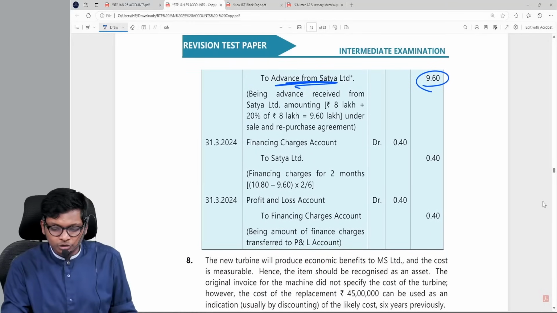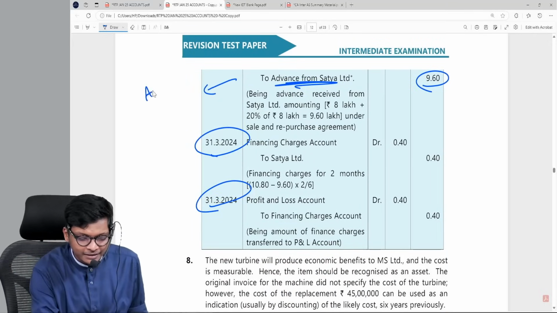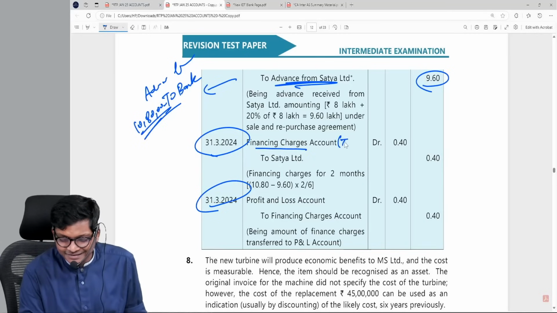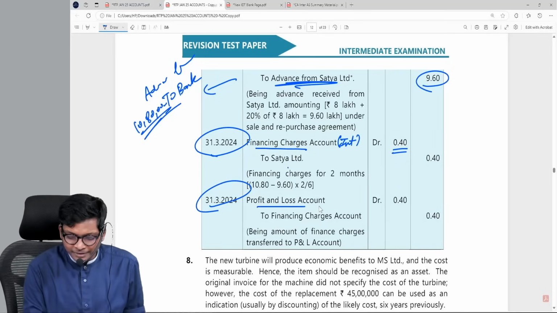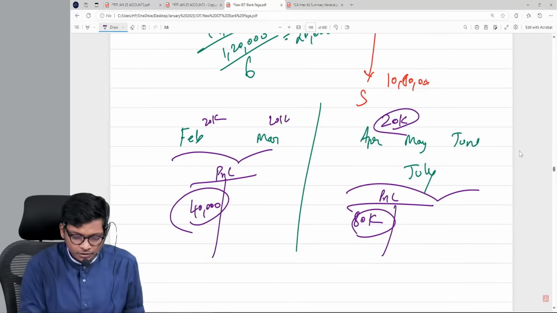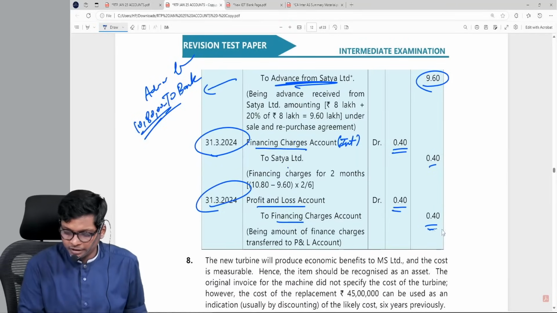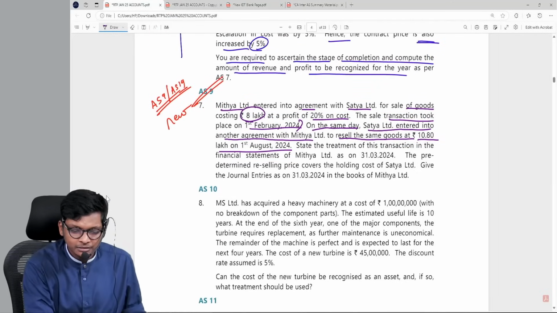While I am repaying also, next year I will repay. But I am passing the entry only for 31st March. So next year when you are repaying, the entry will be advance from Satya to bank 10 lakh 80,000. But they are asking only for this year. Therefore, finance charge, interest. Schedule 3 says finance charge. So finance charge to Satya 40,000, P&L to finance charge 40,000. How did this 40,000 come? We just computed here. They have passed it together over here. Are you understanding, guys? Good question. Clear? Any doubt?